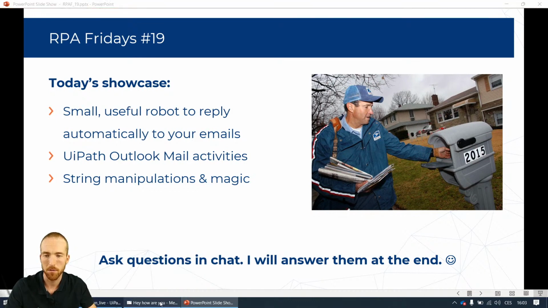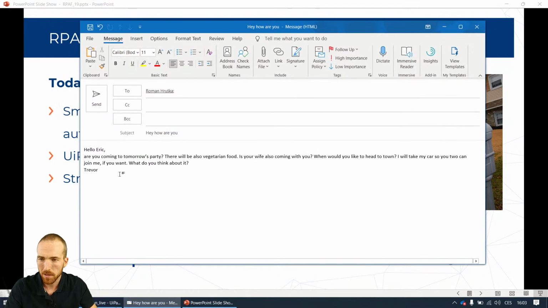So let's take a look at our example email. This will be an email that I will send to myself later on, and it's from Trevor. It's an example email where somebody is asking me if I'm coming to tomorrow's party. Well, I don't care actually, but they just want an answer and some information, and if my wife is coming with me, and when would I head to town, because this person would love to offer to drop me off with his car. So a couple of questions, a couple of sentences, and what I will do is a robot that will answer these questions.